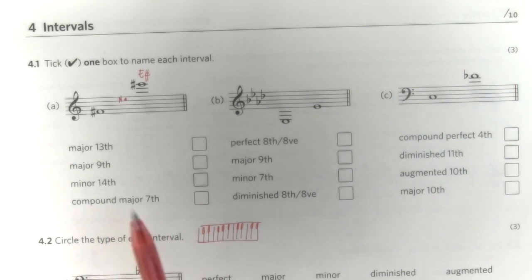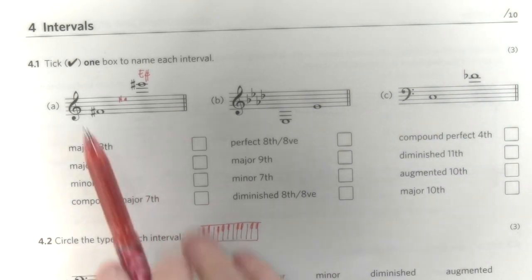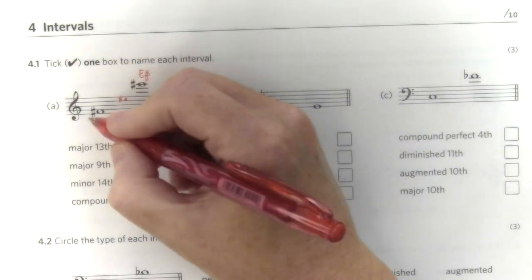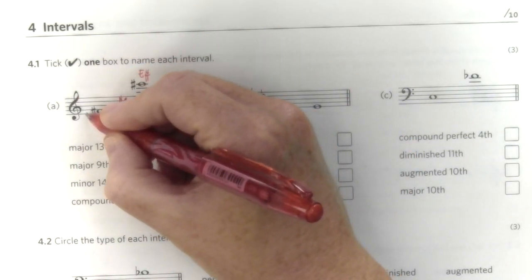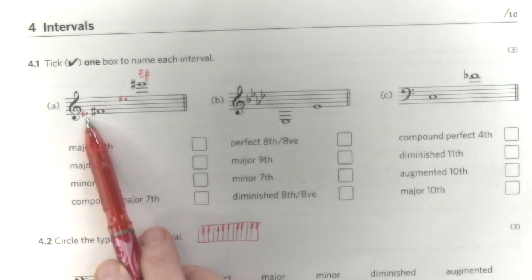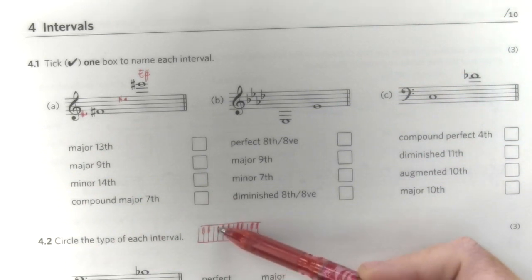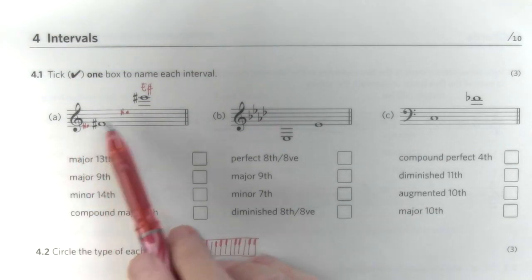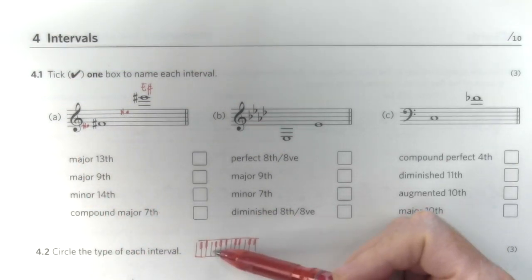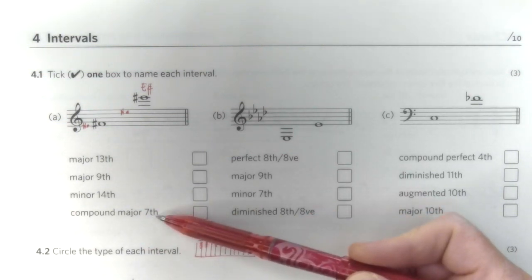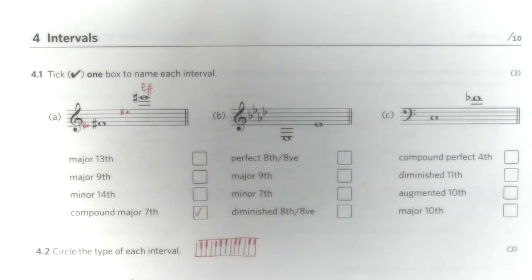For the 7th, I have a technique. Instead of counting, we just flip over the interval and we make it a second. Then let's identify this second. Mi sharp, Fa sharp. It is a minor second because it is just a semitone. This means that when we flip it over again, a minor second becomes a major 7th. So the answer here is a compound major 7th.